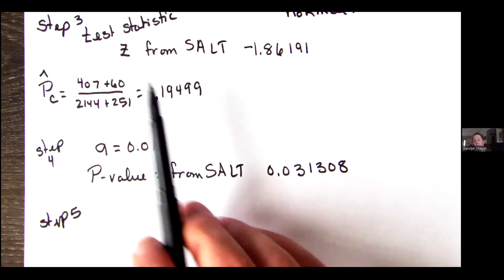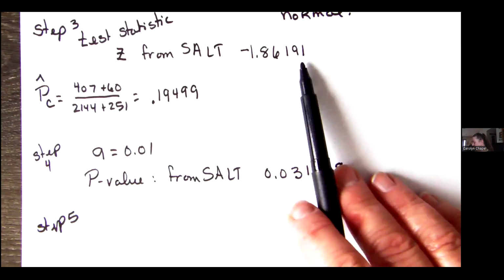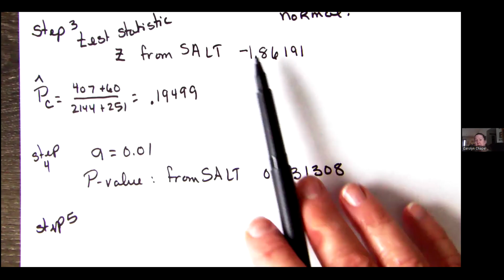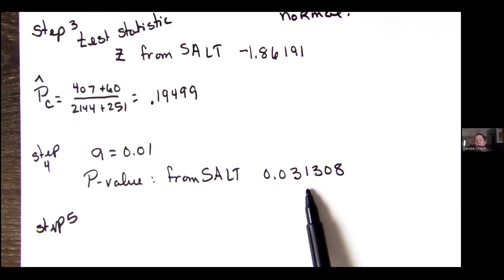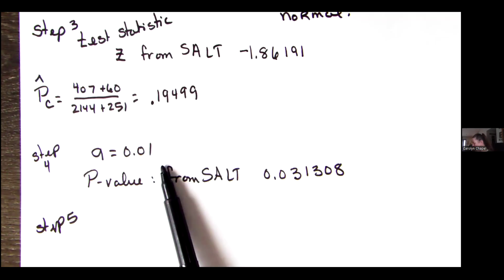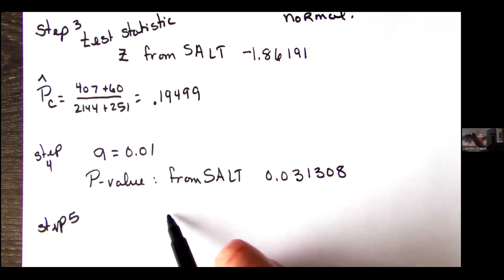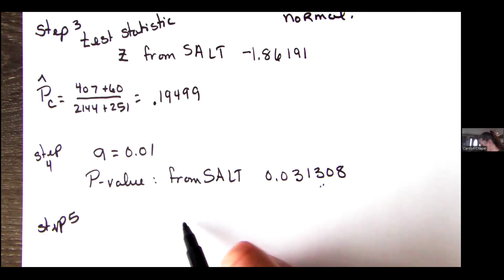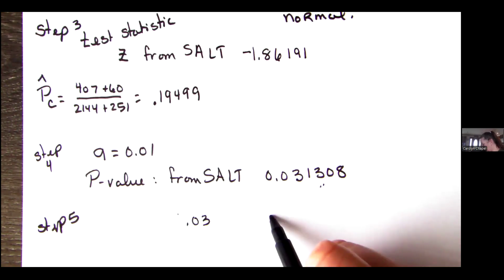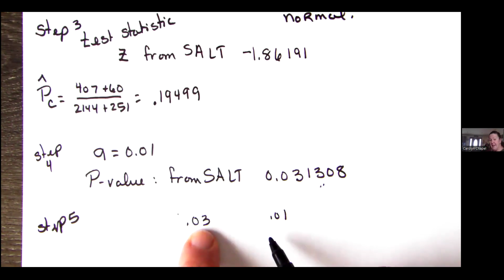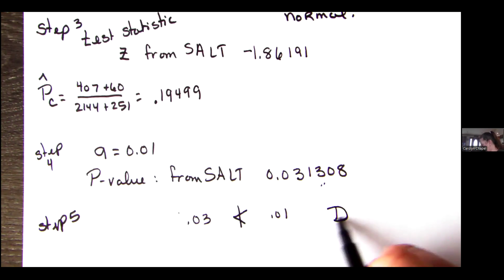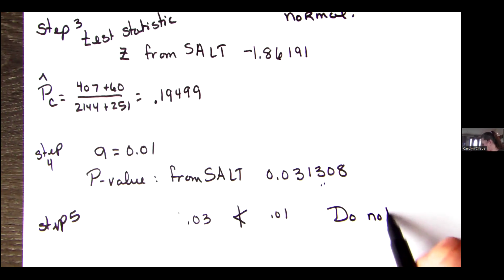Okay, so here was our combined. There was our test statistic, down below by negative 1.8. There's my p-value. There is my alpha value. We want to know if this value is smaller than that. So our p-value is 0.03, alpha is 0.01. This is not smaller. So we do not reject.